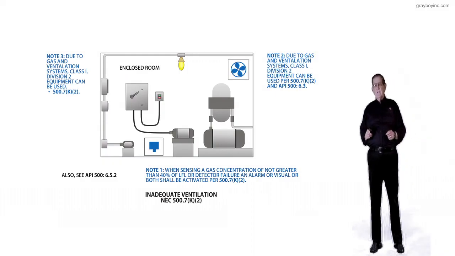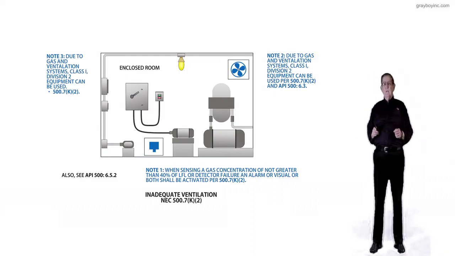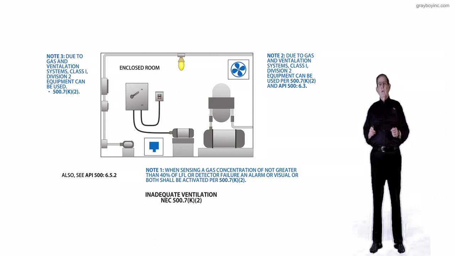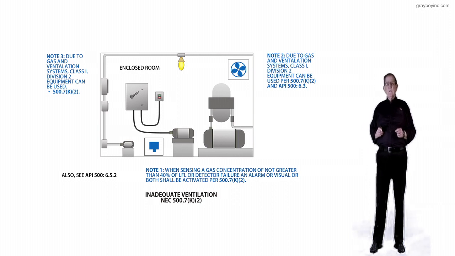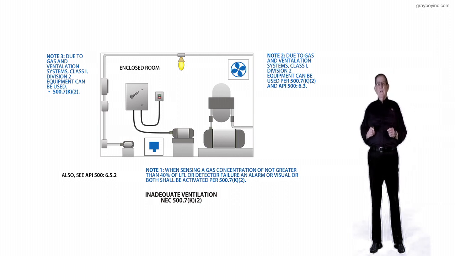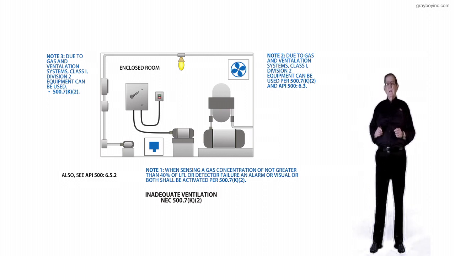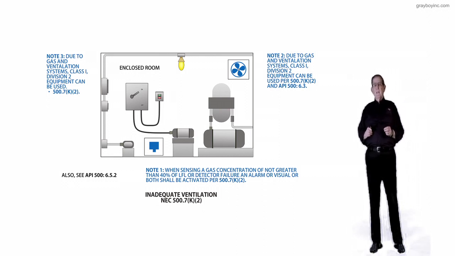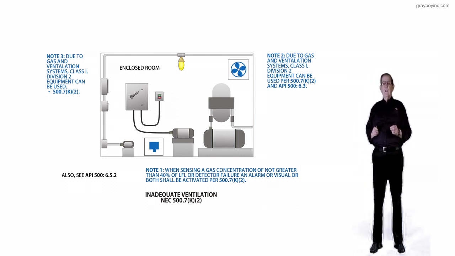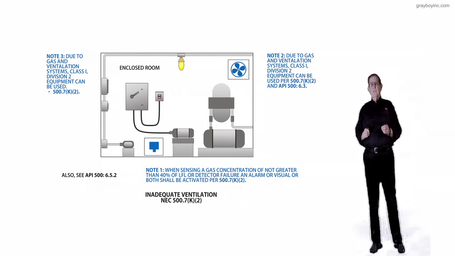This illustration deals with inadequate ventilation in accordance with NEC 500.7(K)(2). The purpose of the change was to accept a new revision of this section, and the revision has been made to clarify the inadequate ventilation requirements for combustible gas detection systems.